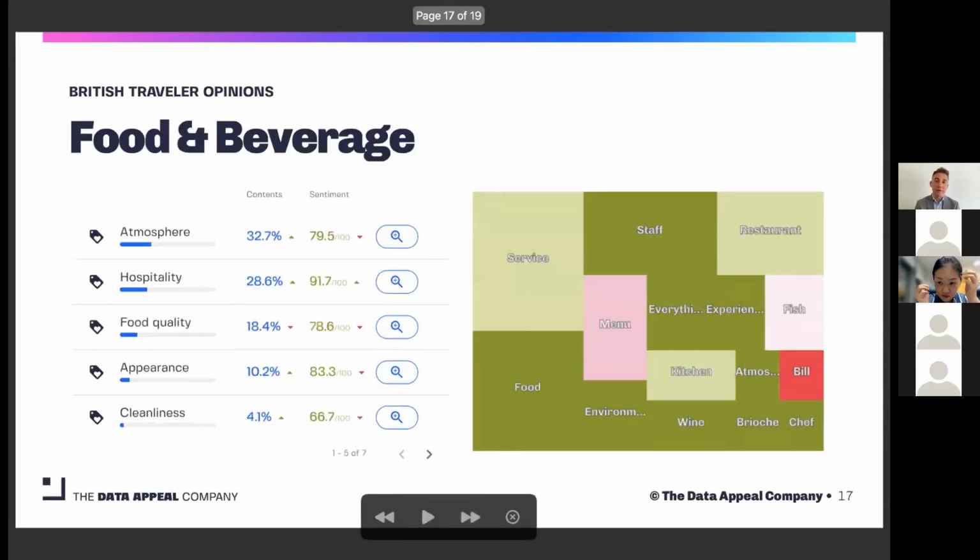In terms of food and beverage, again, it follows a similar pattern as I was telling you there. In terms of red, you can see that potentially the menu available, the choice of food available might not be to the liking of British travelers.